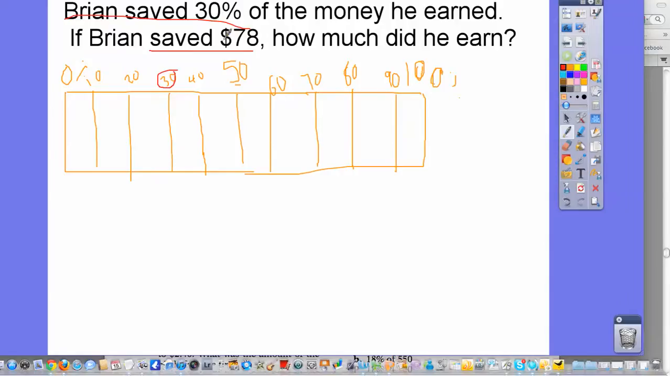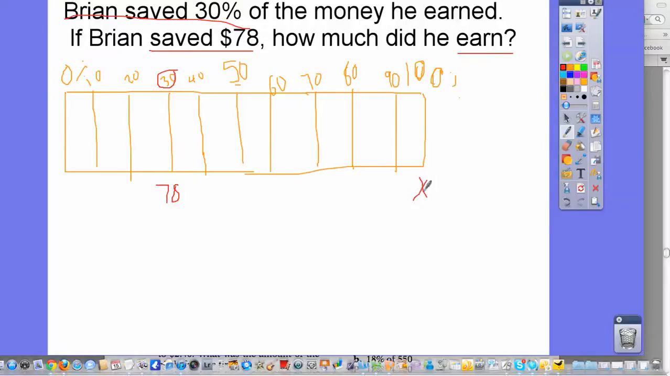So 30% is 78. So 30% equals $78. This is what we already know. 30% equals $78. We want to know how much did he earn. So how much he earned was the total amount of money. That's the 100%. So this is what we're looking for.